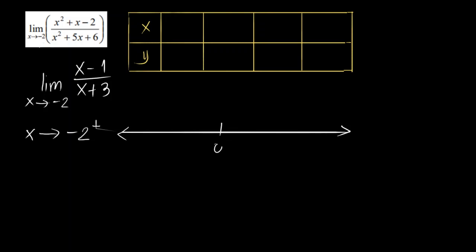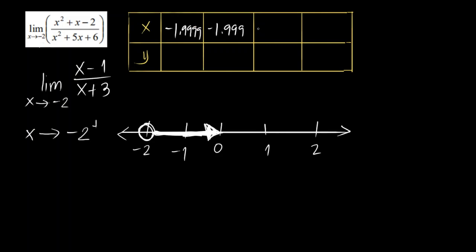On the number line, this is 0, this is 1, this is 2, this is negative 1, this is negative 2. Those are numbers that are not exactly negative 2 but higher than negative 2, very close to it. So, maybe that would be negative 1.9999, negative 1.999, and so on. I'll just write them.